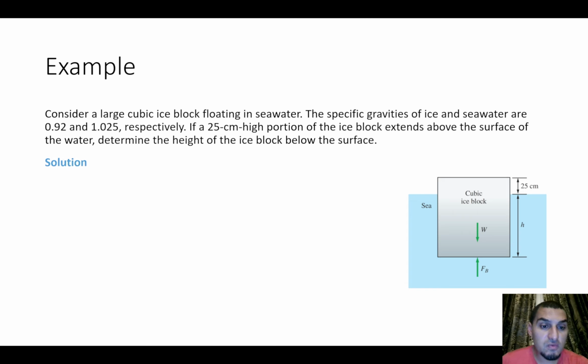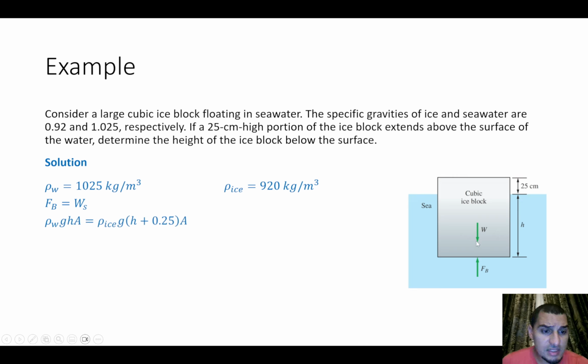So it's very simple. We know the densities, and at this state the ice block is at equilibrium, so the weight is equal to the buoyant force. The weight is the weight of the iceberg. It's a cubic iceberg, so the volume is (0.25 + h) cubed. Or you can just say it's area times height, and the area is the same. So it is rho ice times g times (h + 0.25) multiplied by area. This is the density of the ice times g times the whole volume, rho g V.